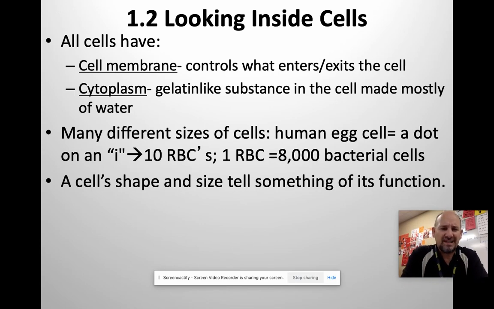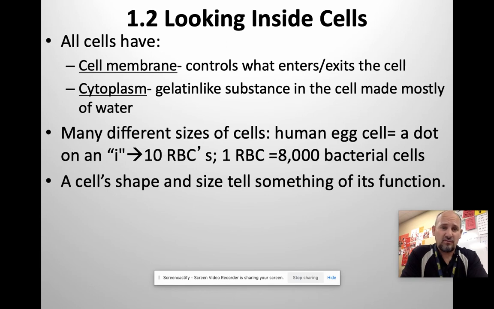To give you an idea of some sizes of cells, cells can range in all kinds of sizes. The second bullet point here says one human egg cell is like a dot of an eye. And when I say a dot of an eye, it's not the dot of an eye on this screen. It's a dot of an eye, maybe like in your textbook. That's pretty small. Human egg cells being pretty small. Well, on that same dot of an eye, besides being able to put one human egg cell, we could also put 10 red blood cells. Pretty small. Red blood cells are those that move through your bloodstream and help carry oxygen to your cells.